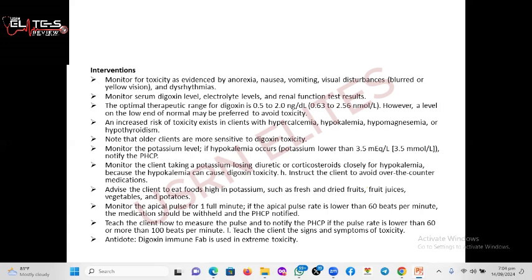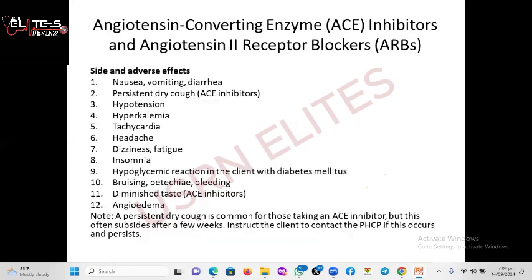which we know is the normal level. And then you monitor for the toxic levels, signs and symptoms. The antidote is digoxin immune fab. Okay. I haven't really seen a question on that, but I decided to just add it to my slide in case you meet it anywhere.